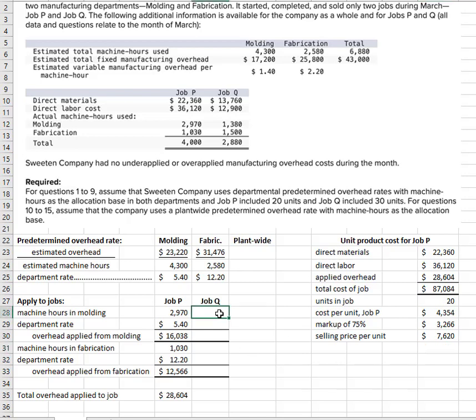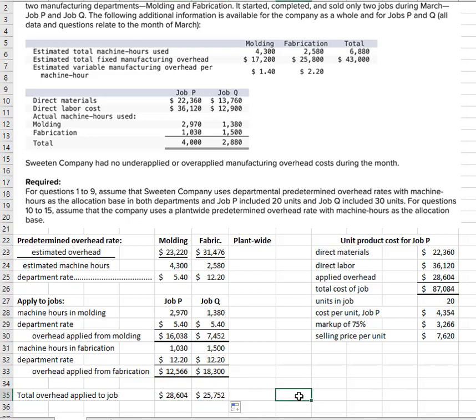All right, so let's see if you match me. We had 1,380 hours in molding, and molding's rate is $5.40. So that would be $7,452 assigned to job Q from molding. And now what about fabrication? They used 1,500 hours in fabrication, and that rate is $12.20. And so they would have been assigned $18,300 from the fabrication department. So the total overhead for that job would be $25,752.